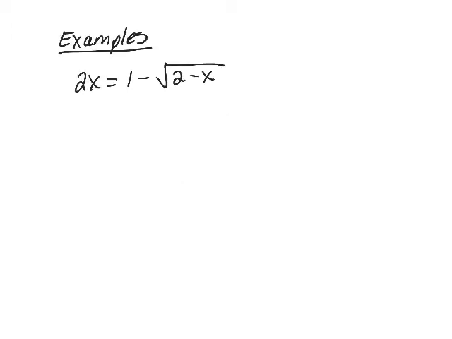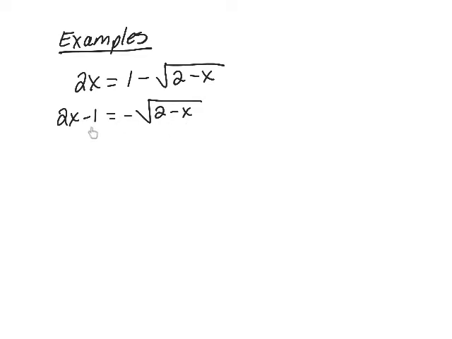Okay, so here we have our first example. We have 2x is equal to 1 minus radical 2 minus x. So I want to get this guy by itself. I'm going to subtract the 1 and come up with 2x minus 1 is equal to negative radical 2 minus x. I don't really care about this negative sign. He's irrelevant because when I square both sides, anytime you square a negative, it ends up being positive anyway. But this is why you always have to check your solutions.